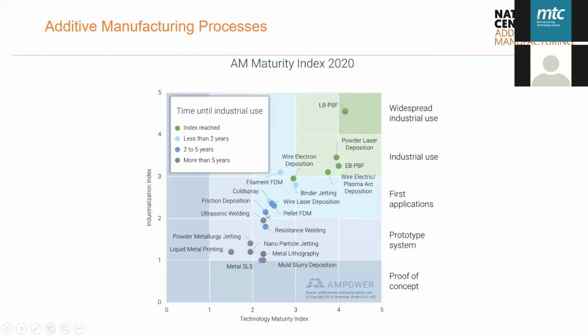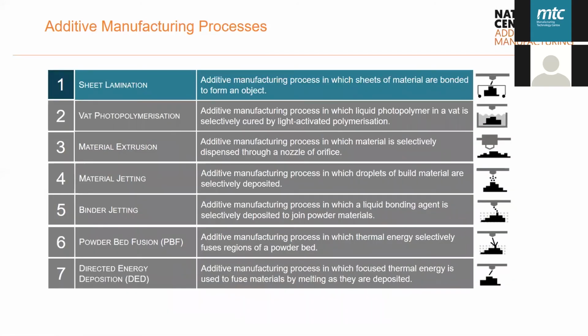And then you have some other processes like cold spray, and I think friction deposition as well, like friction stir welding, for example, which are being pushed in the direction of industrial use. And then you have some of the less mature, less industrially used processes like nanoparticle jetting. You've got metal SLA in there as well. So that gives you a very top-level understanding of where we are with industrial uptake and maturity with some of these metal processes. So we're going to touch on sheet lamination. It's an additive manufacturing process in which sheets of material are bonded to form an object.